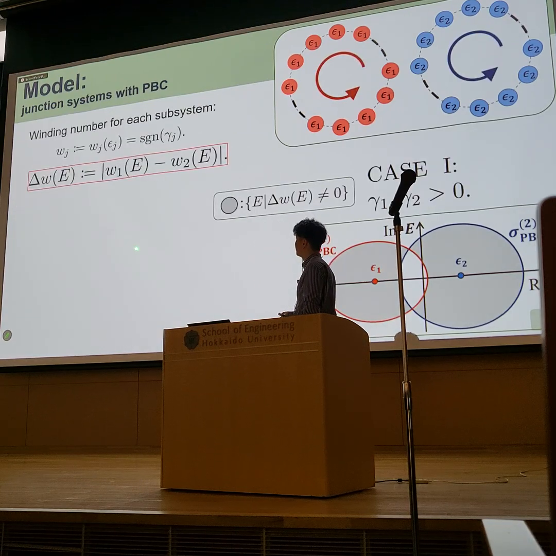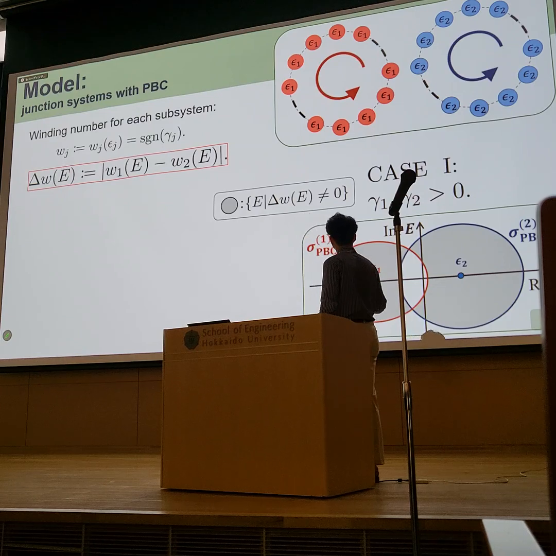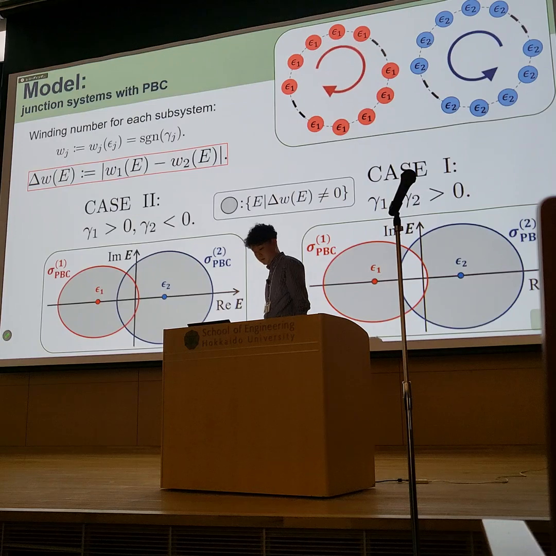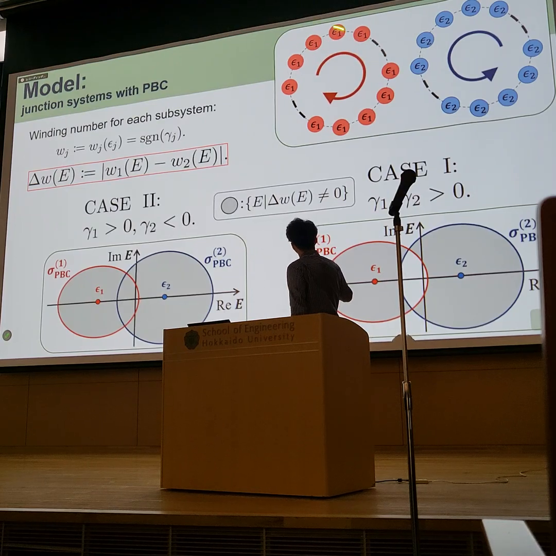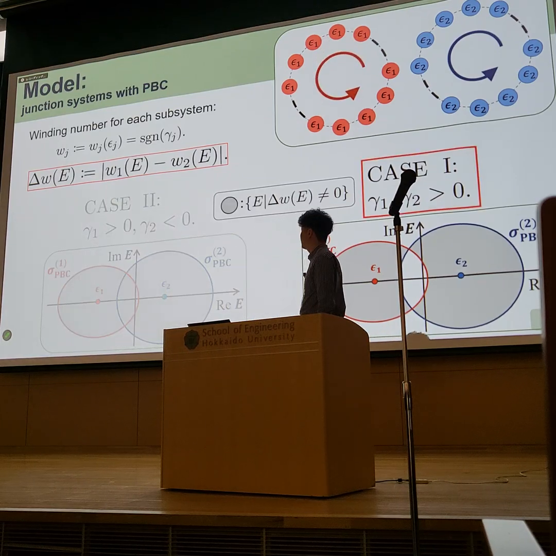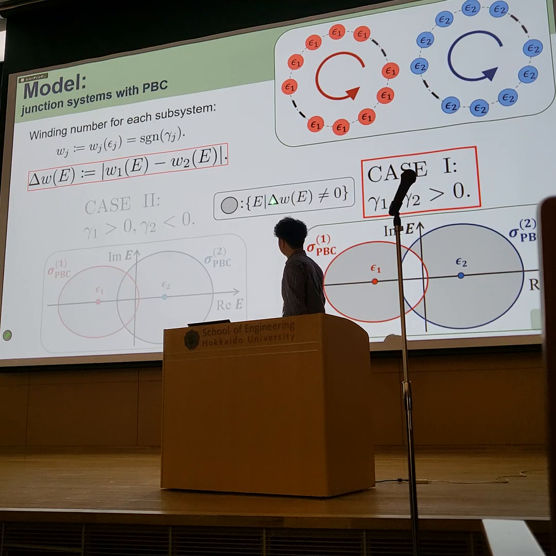Further, we define the difference in winding number, delta W, as follows. If we consider the case where both gamma 1 and gamma 2 are positive, the area where delta W is non-trivial is shown in this gray area. Let's call this case 1. In this case, the direction of asymmetric hopping is the same. Second, if the direction of asymmetric hopping is different, namely if the signs of gamma are different, as in case 2, the gray area will be shown as follows. But in today's presentation, for an easy explanation, we will only consider case 1. And please note that delta W will play an important role in the explanation of localized correspondence.